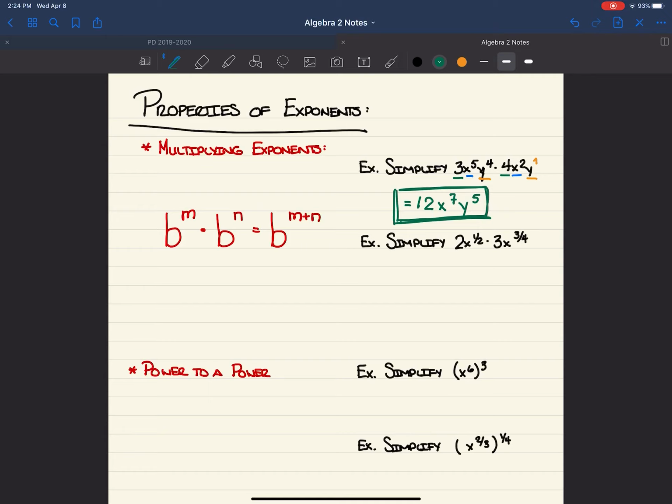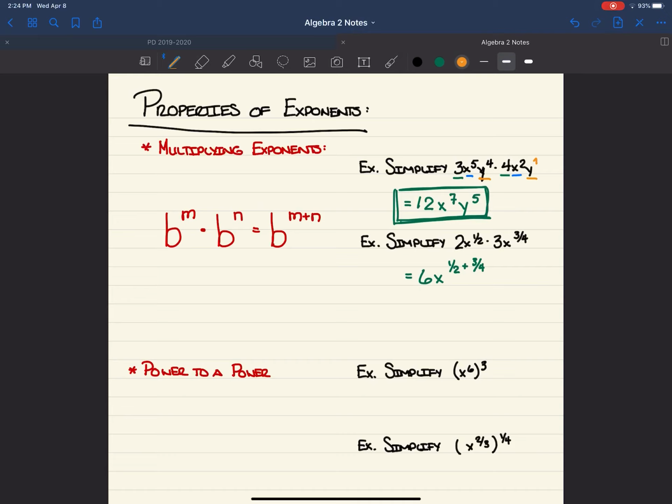Our second example says simplify 2x to the 1/2 times 3x to the 3/4. So again, same kind of idea. If we start with our coefficients, 2 times 3 gives me 6. And then here I need to take x to the 1/2 times x to the 3/4. So if I take that, I'm going to have x to the 1/2 plus 3/4 power.